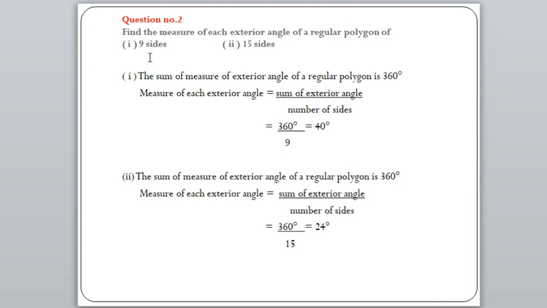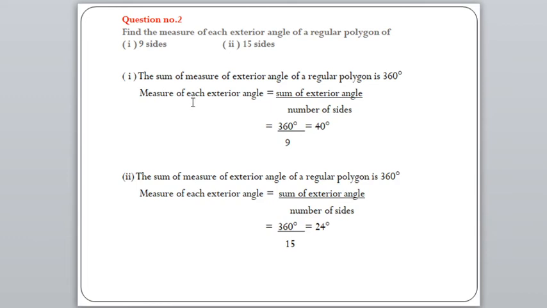So what is given here? The number of sides of a polygon is given. By using that number of sides we have to find out the measure of each exterior angle. So here the sum of the measure of exterior angles of a regular polygon is 360 degree. We know that the measure of all exterior angles of any polygon is 360 degree, and sides are given as 9. Then we have to find out the measure of each angle.